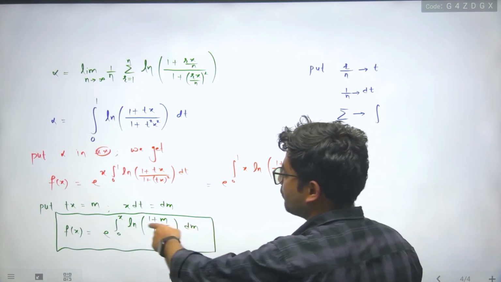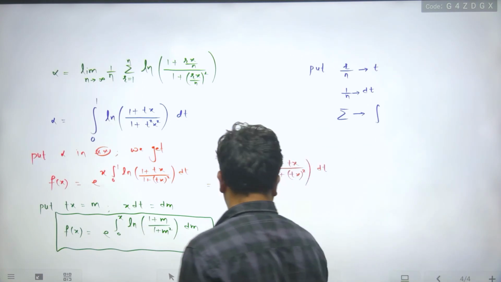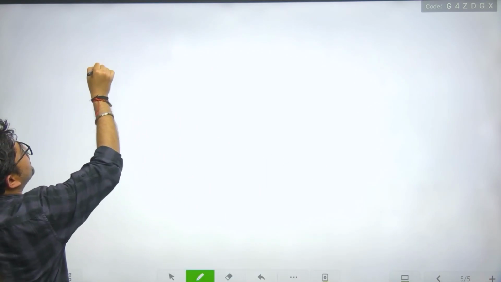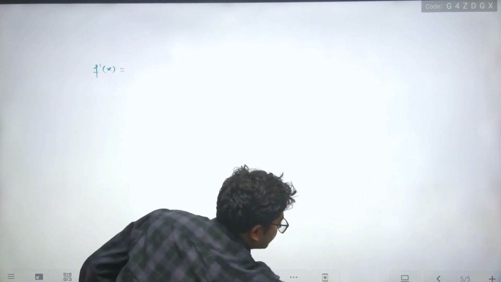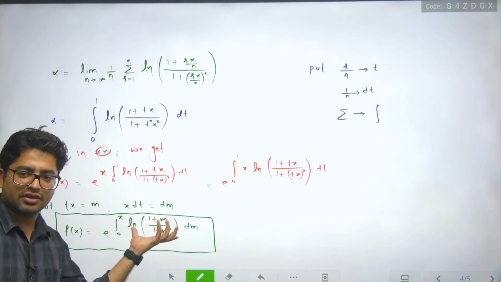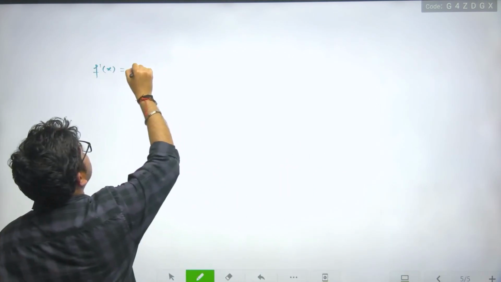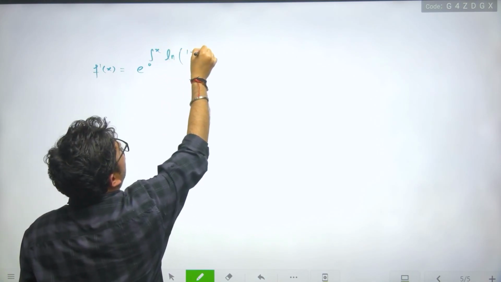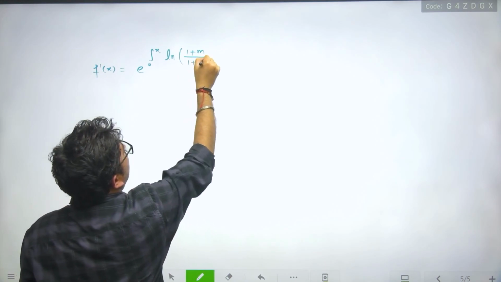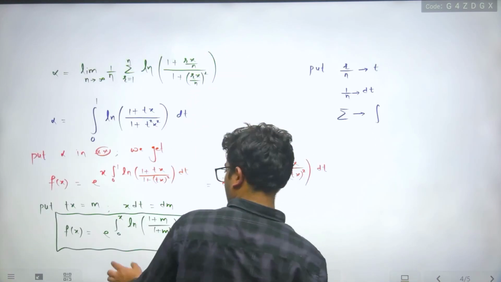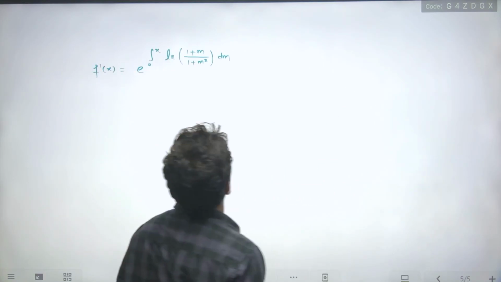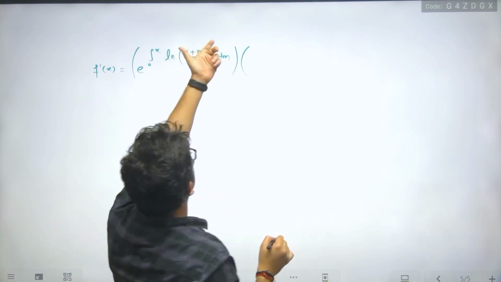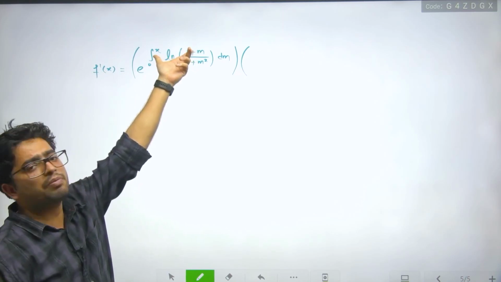Now you can find the derivative. So f dash x, apply the chain rule here: e power something, you get e power the same thing, e power the integral from 0 to x of ln of (1 plus m) upon (1 plus m square) dm, into the differentiation of this. For that you have to apply Leibniz here.